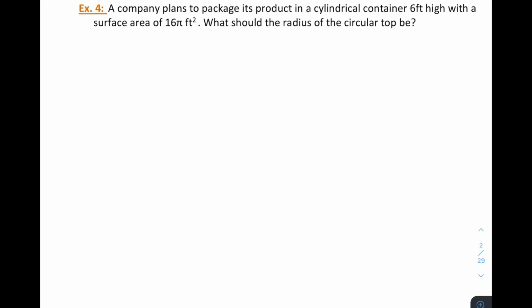Alright, we've got this product that's supposed to be packaged in a cylindrical container, so think like a container of oatmeal, maybe? And the surface area of this package that they're creating is going to be 16 pi square feet. We're looking for the radius of our circular top. So surface area of a cylinder, formula is up there, 2 circles plus your rectangle that's rolled around the outside.